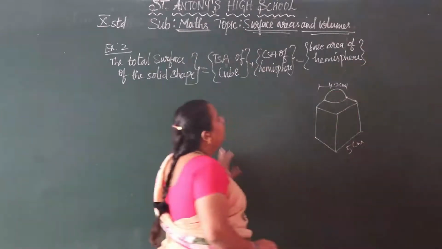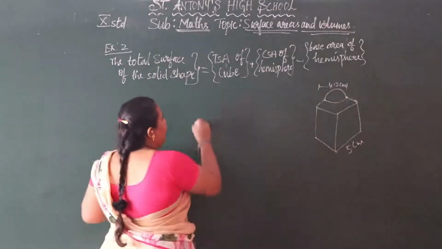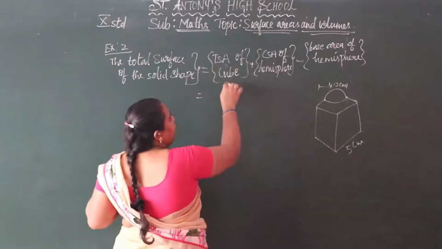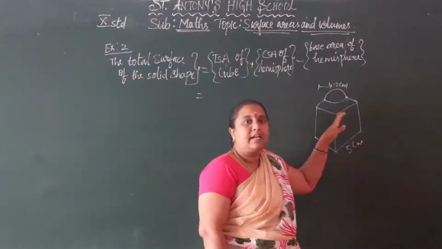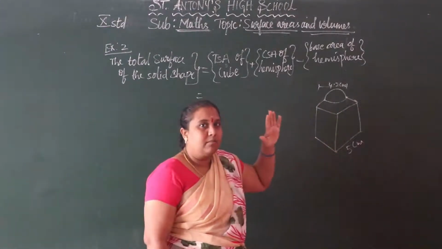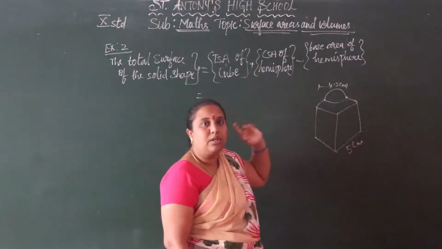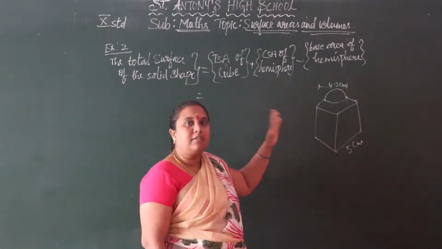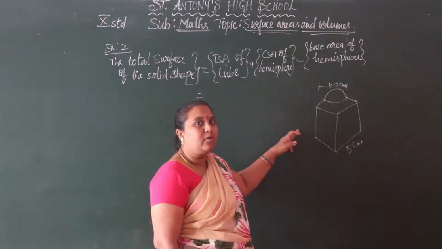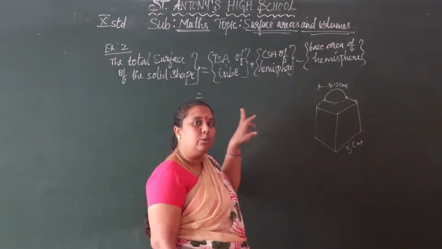Now we have to write the formulas. What is the formula to find TSA of cube? TSA of cube is 6a square. Is it right? I'll send all the formulas to your WhatsApp number. Memorize all the formulas, understand them and write whatever you want.